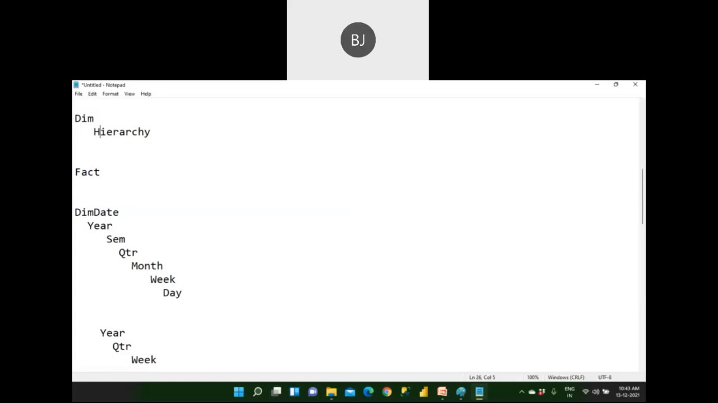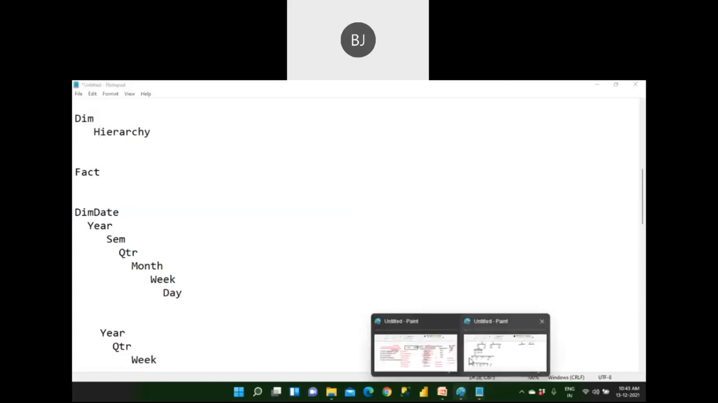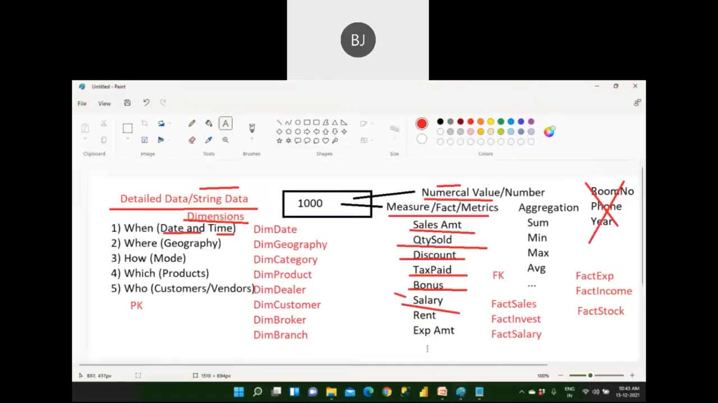So what is a granularity? You should know what is data warehouse and dimension modeling. Dimension modeling is very simple. You have to organize the data in the form of dimension tables, where the string data is available, and numerical tables, which are the fact tables. So you have to know what is not a fact, what is not a measure. Dim date is not a measure.